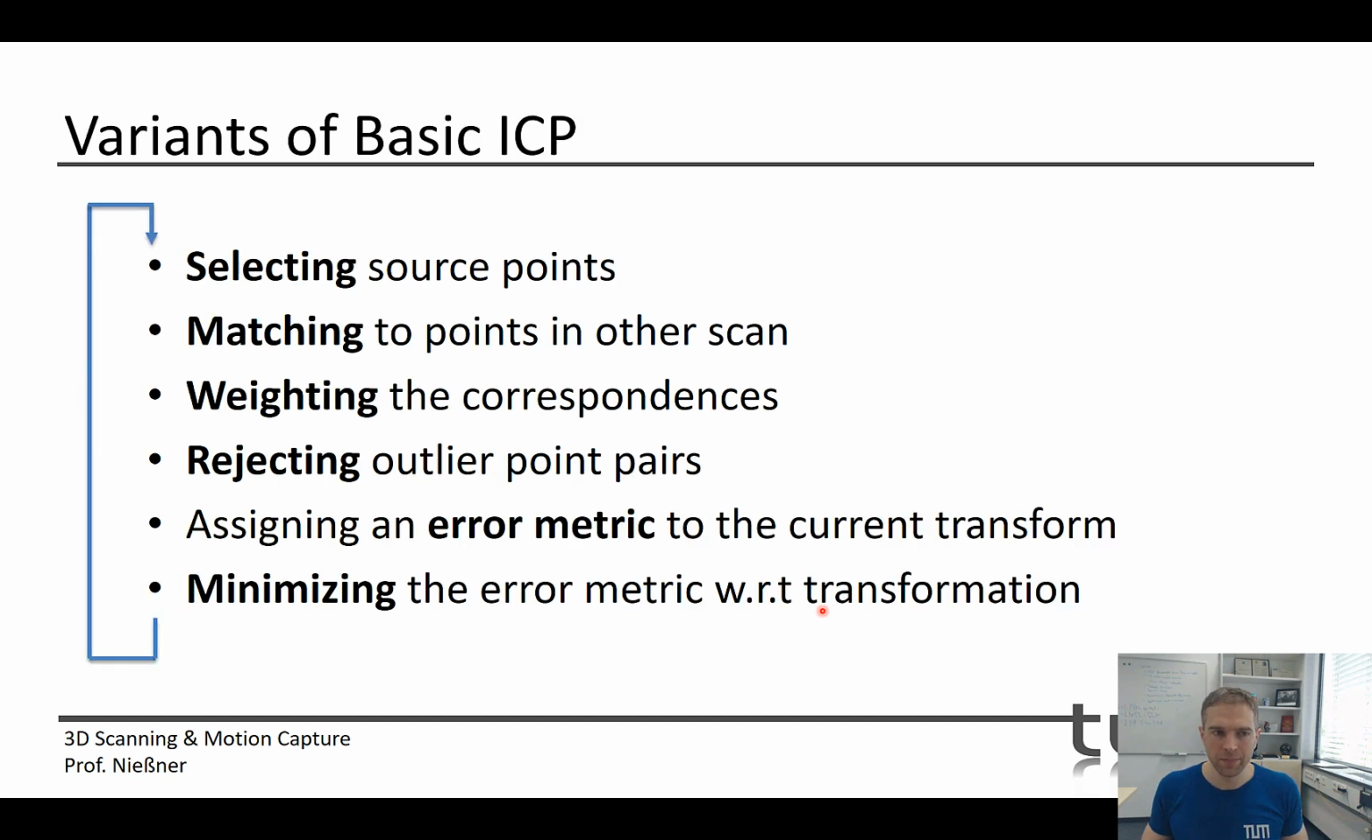So we have this selection of source points, matching, we do weighting of correspondences and rejection of correspondences, and then we're finding the current transform based on the error metric, and then we iterate this whole thing, right?